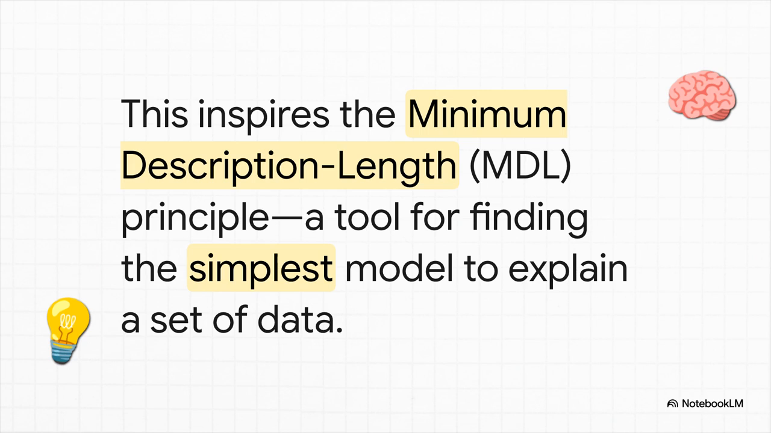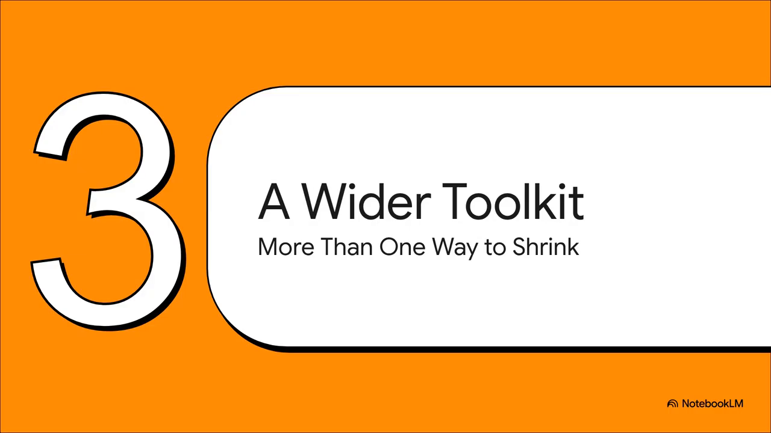And this is a brilliant example of how a purely theoretical idea has some really powerful practical applications. This theory inspires what's called the minimum description length principle, or MDL. It's a tool used in statistics and machine learning to find the simplest, best explanation for a bunch of data. But the world of universal compression isn't just one or two big ideas. It's really a whole toolkit of specialized strategies.